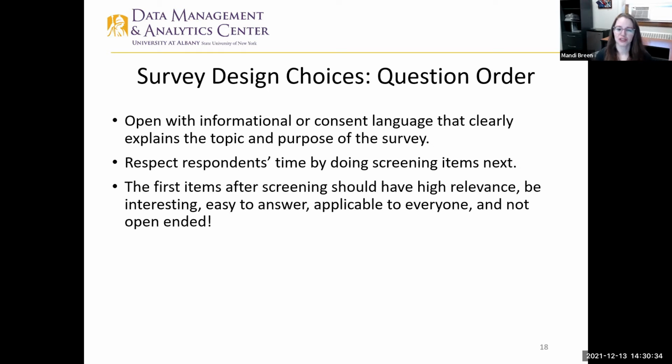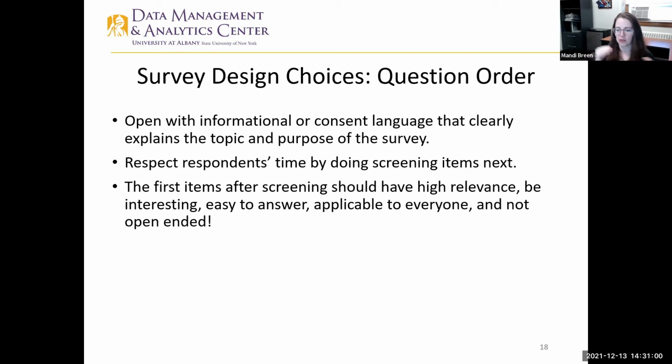The first items after screening also need to be really relevant and kind of interesting. Obviously, a lot of surveys aren't super interesting, but something a little bit more engaging than just what's your zip code? Do you like blue? That's not going to get people to continue with your survey. So you need to put something that's topic relevant up front that keeps them interested a little bit. And that's applicable to everyone.